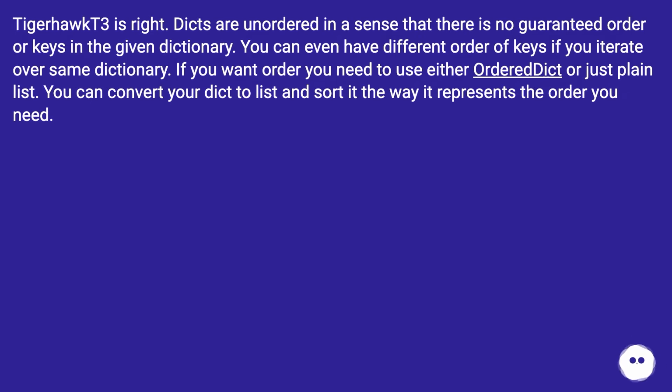Tigerhawk3 is right. Dicts are unordered in the sense that there is no guaranteed order of keys in a given dictionary. You can even have a different order of keys if you iterate over the same dictionary. If you want order, you need to use either OrderedDict or just a plain list. You can convert your dict to a list and sort it the way it represents the order you need.